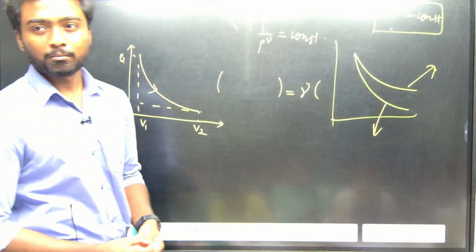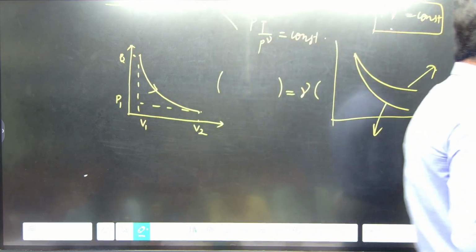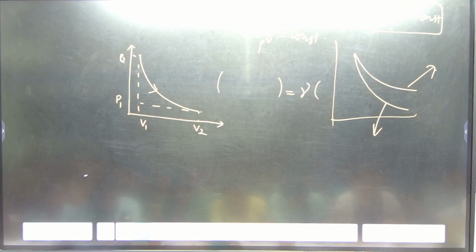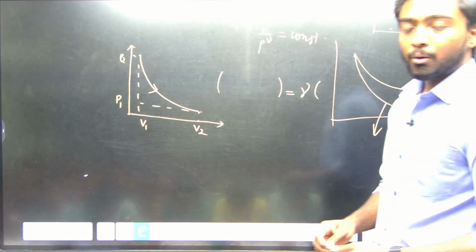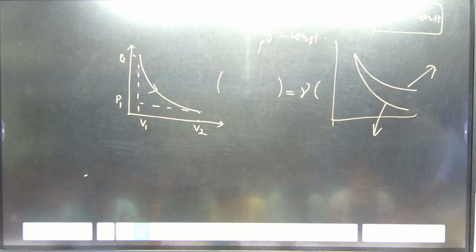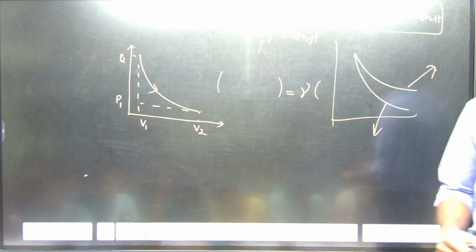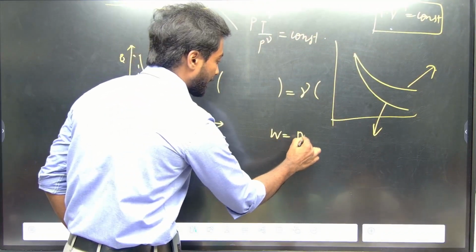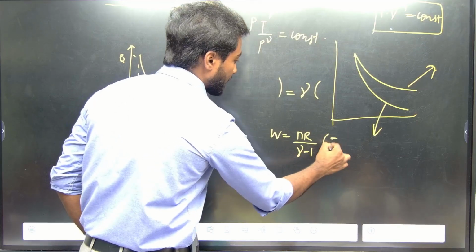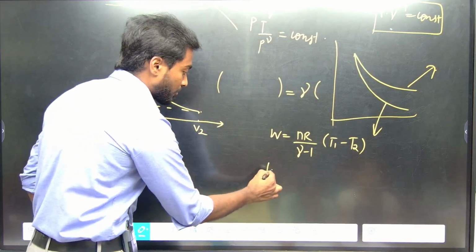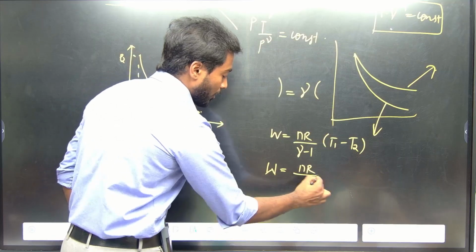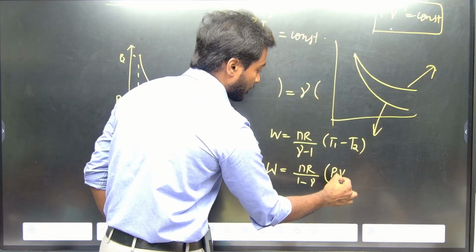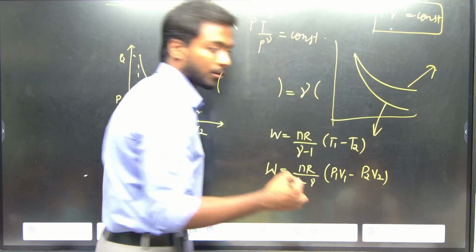Write down. P1 V1 minus P2 V2, but they have given nR by gamma minus 1, but that is nR by 1 minus gamma for pressure and volume. So they have given W is equal to nR by gamma minus 1 times T1 minus T2, but in terms of pressure and volume, work done will be nR by 1 minus gamma times P1 V1 minus P2 V2. Okay, write down.